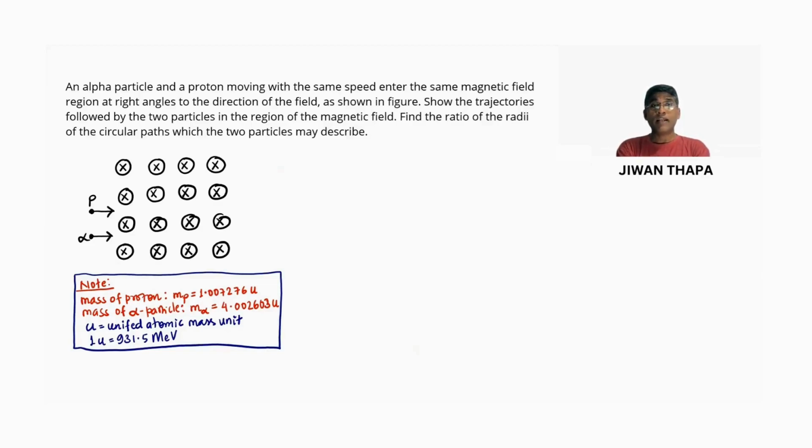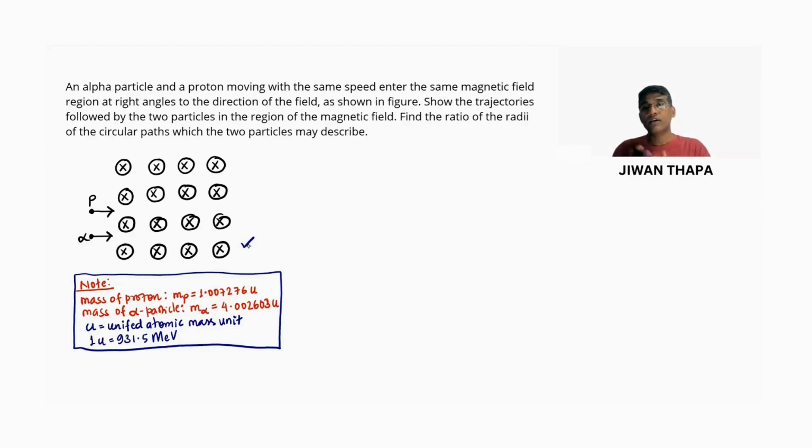An alpha particle and a proton moving with the same speed enter the same magnetic field region at right angles to the direction of the field as shown in the figure. So we have this figure. Show the trajectories followed by the two particles in the region of magnetic field.